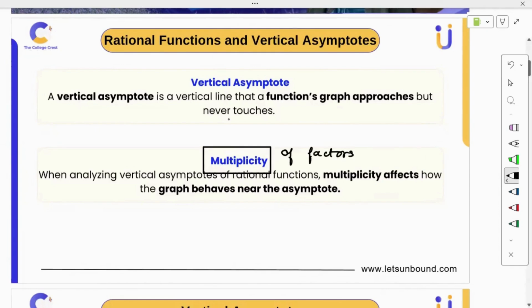Of course, our numerator and denominator are polynomials. They can be broken down into linear factors. They might have some multiplicity, odd and even. And we will analyze the behavior of the vertical asymptote, or how the graph behaves near the vertical asymptote, using this multiplicity, right? So I hope you can recall this. We already discussed this in previous videos, right?